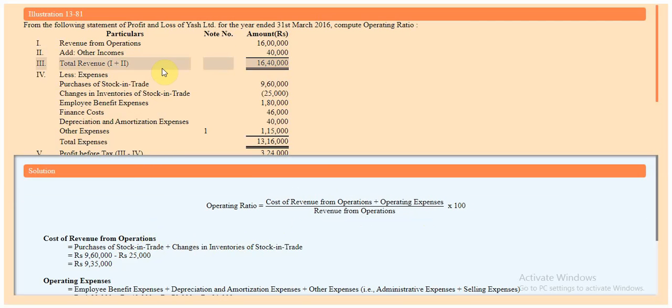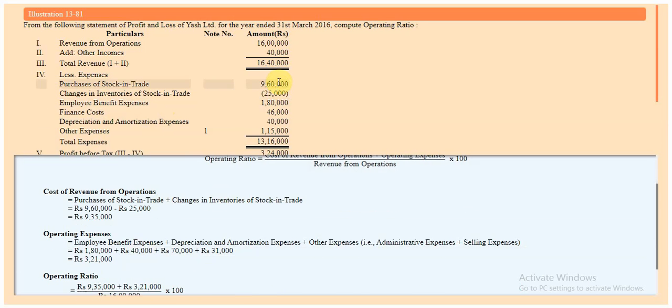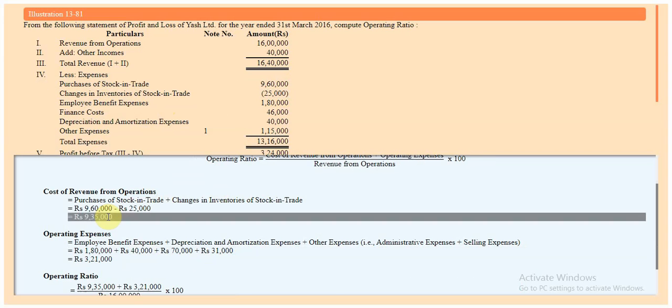So we have purchases of stock in trade, and then we also have inventories. To that we need not add anything. Only these are direct costs. So if we add both of these, we will get the cost of revenue from operations. Yes. So cost of revenue from operations is purchases of stock in trade plus changes in inventory of stock in trade. Because 25,000 is a negative figure here, we have also reduced 25,000. We get the total cost of revenue from operations.